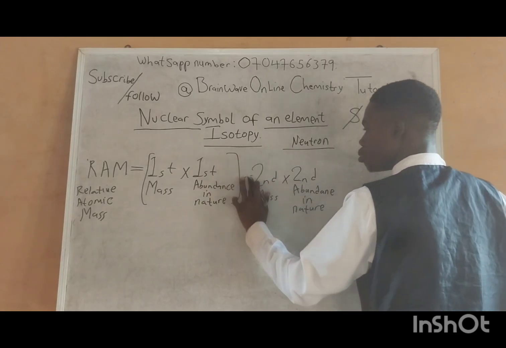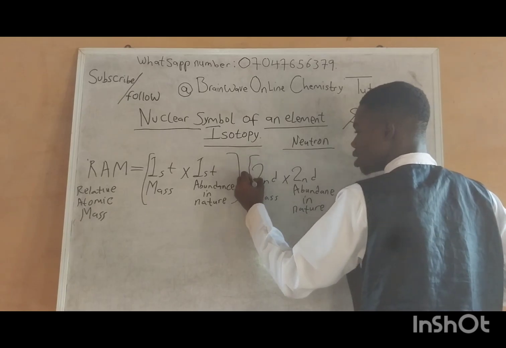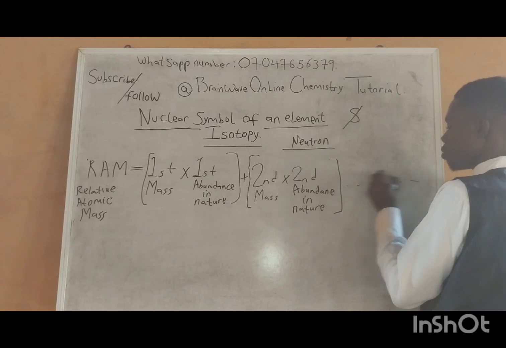You also go to bracket this also. So the addition sign is here. You also go to bracket this also. Now also have a dot here.